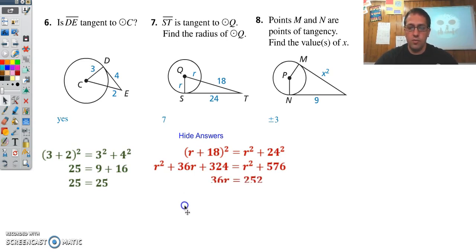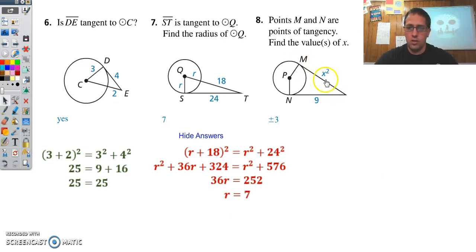Move the R squares to one side and 324 to this side. Subtract both sides by R squared. Subtract 324 from both sides. Divide by 36. R equals 7.